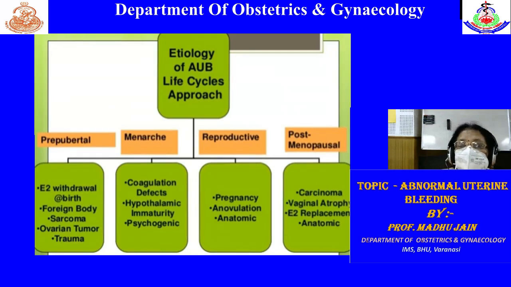In the postmenopausal patient, you always have to rule out malignancy, might be of the cervix, uterus, vagina, or fallopian tube, and sometimes it is due to senile endometritis or senile vaginitis, or due to hormone replacement therapy, that is estrogenic. So our role as a gynecologist is to differentiate what the cause of the bleeding is, whether the patient comes in the prepubertal age, adolescent age, young reproductive age, or postmenopausal age.